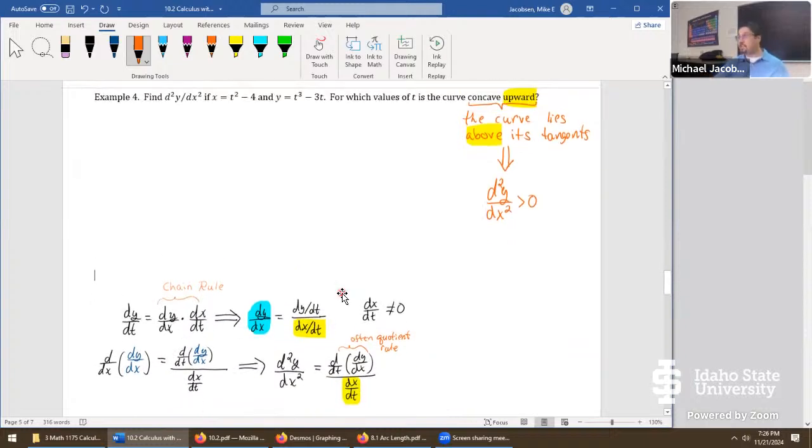So let's start off the process. Step 1 is just to take the first derivative, of course. So it'll be dy/dx. Come back over here, differentiate the y coordinate for the numerator, 3t squared minus 3. Then differentiate the x coordinate for the denominator, 2t.